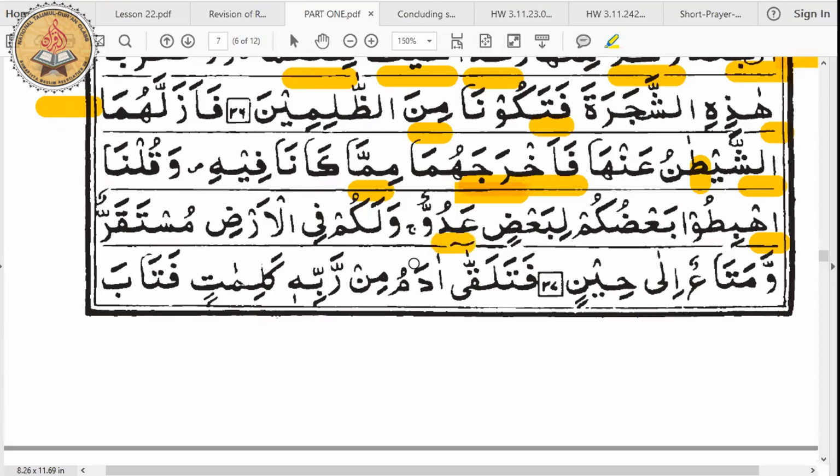Well done. عدو. Yeah, please carry on. ولكم في الأرض مستقر. So which strokes are these? Dammatain, tanween of damma. Mashallah, you are writing really very well. So can you try this word once more, please?